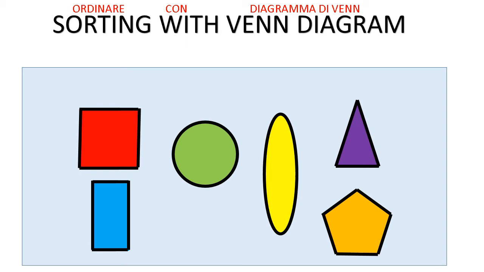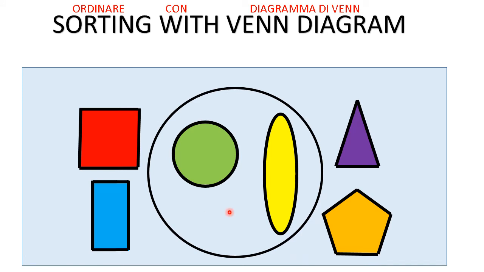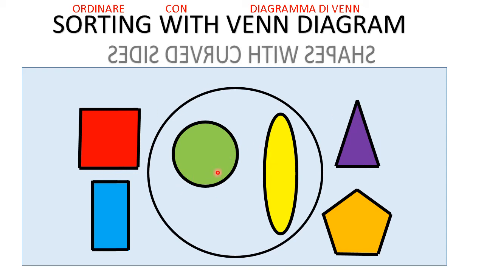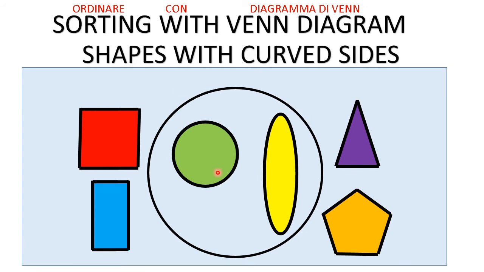Can you guess the rule for this Venn diagram? That's right. The rule for this group is shapes with curved sides. A square, a rectangle, a triangle and a pentagon have straight sides, and so they stay outside the group.